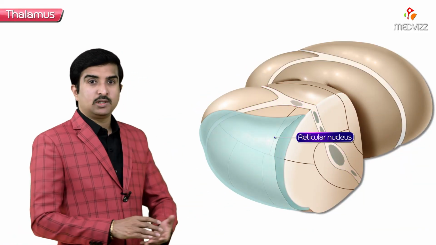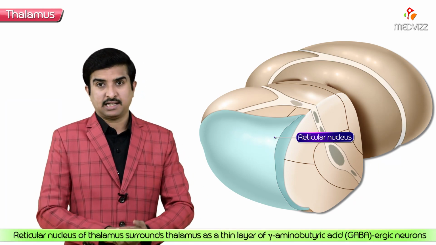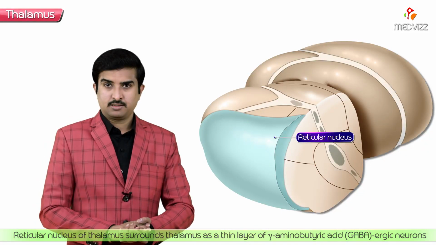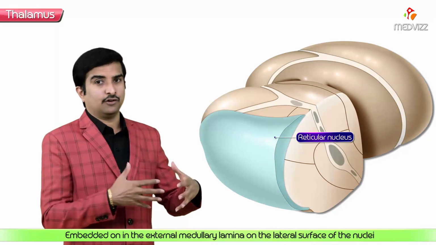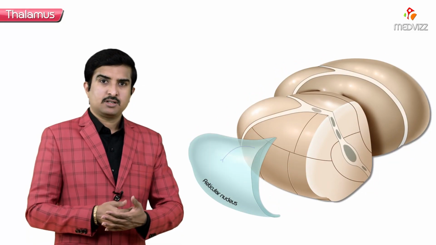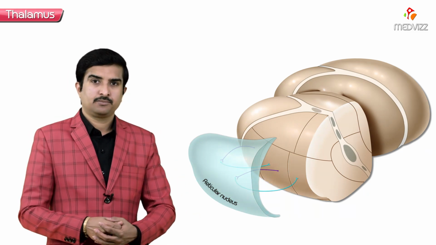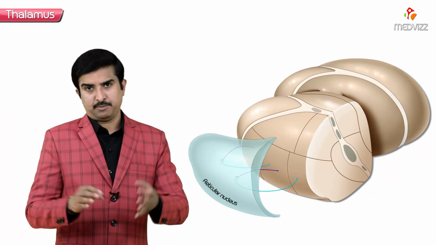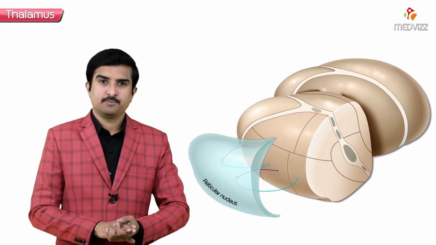So next is the reticular nucleus of the thalamus. The reticular nucleus of the thalamus surrounds the thalamus as a thin layer of GABAergic neurons and is embedded in the external medullary lamina on the lateral surface of the nuclei. It mainly receives input from, as well as projects inhibitory output to, other thalamic nuclei. So it is the only circuit which operates completely intrathalamically. But remember, it is inhibitory in nature and the neurons are GABAergic.